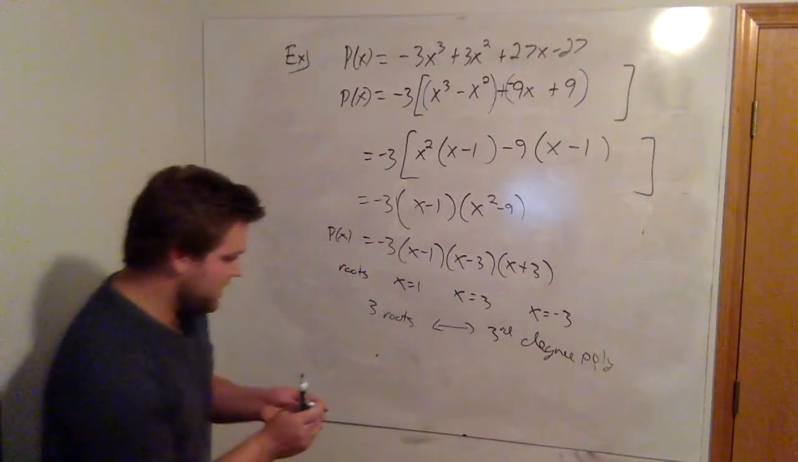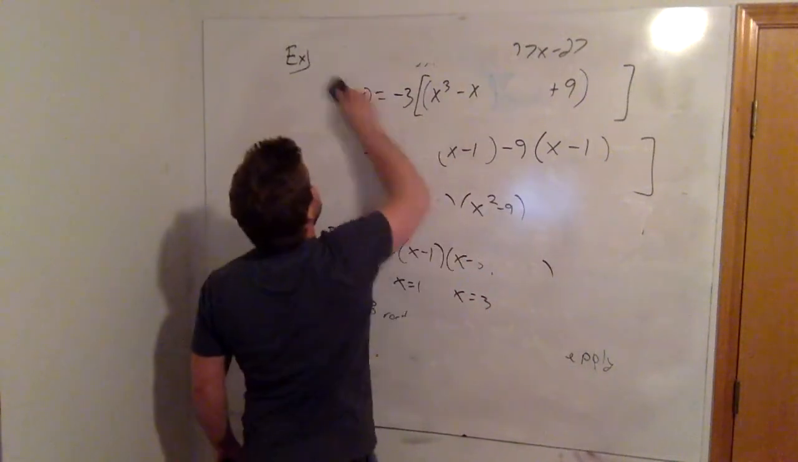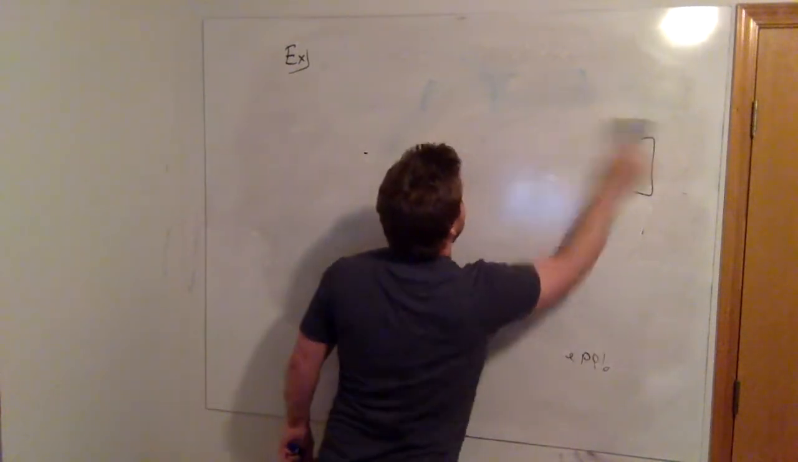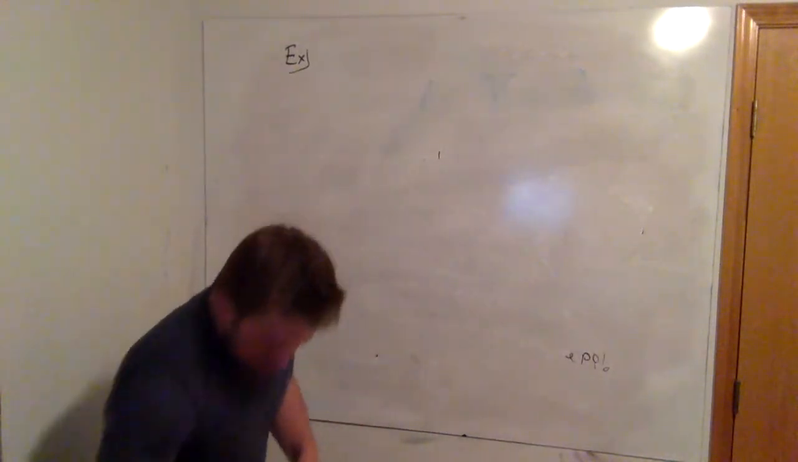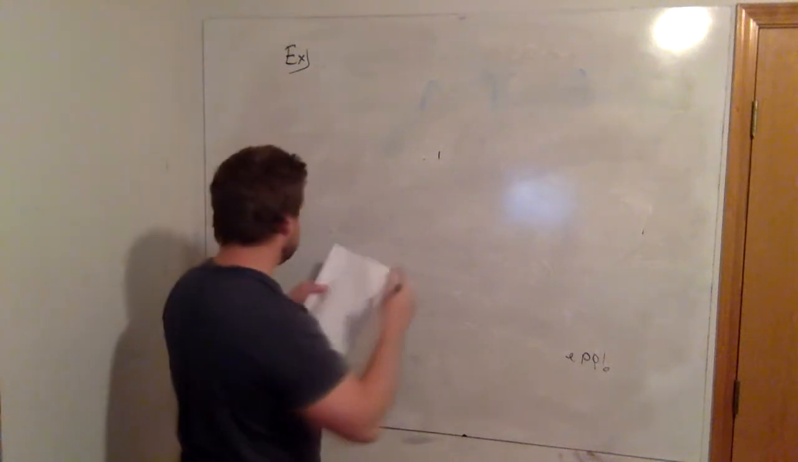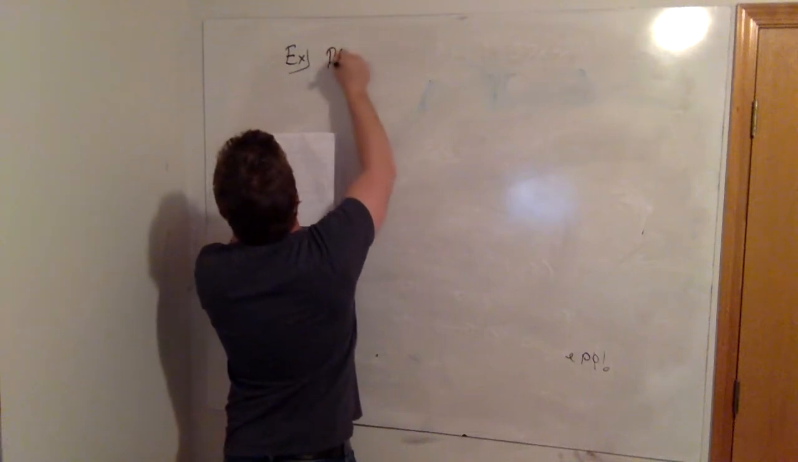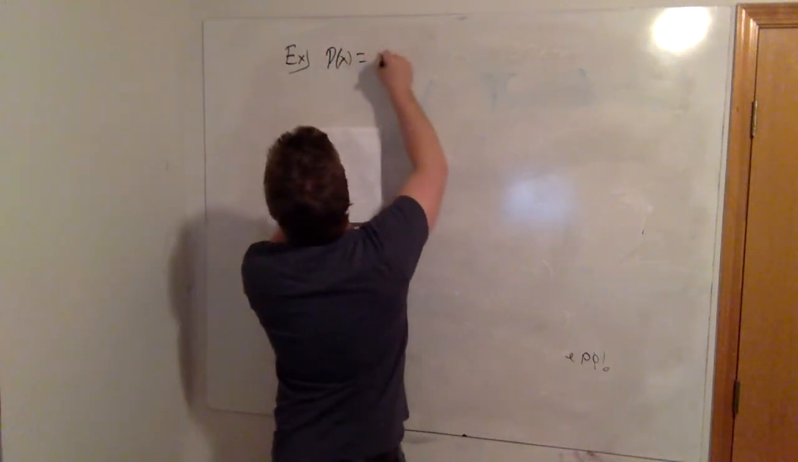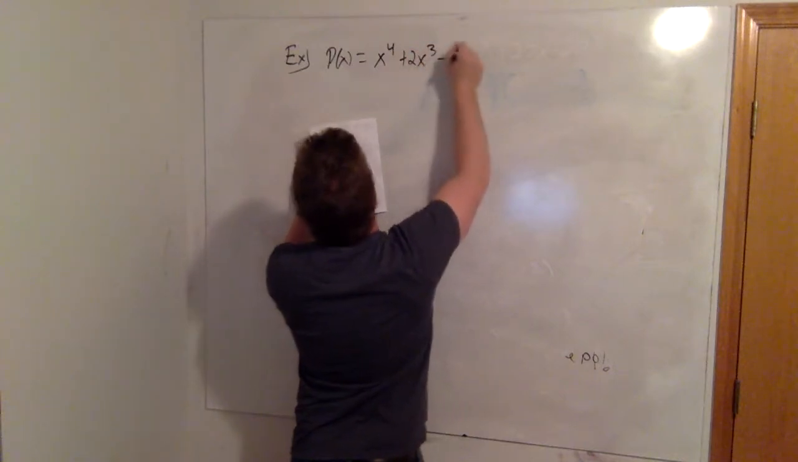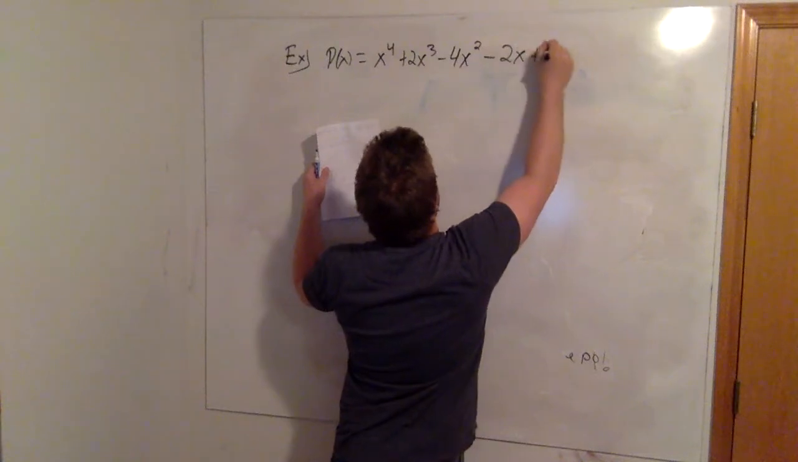Okay, let's do another example. Let's say I have a polynomial. How about x to the 4th plus 2x cubed minus 4x squared minus 2x plus 3.